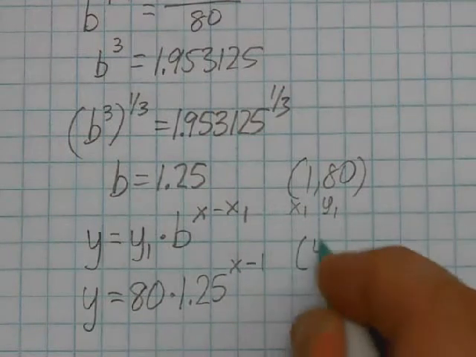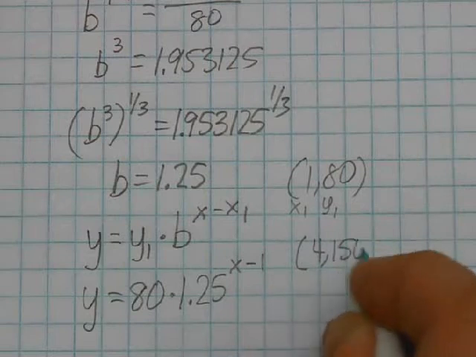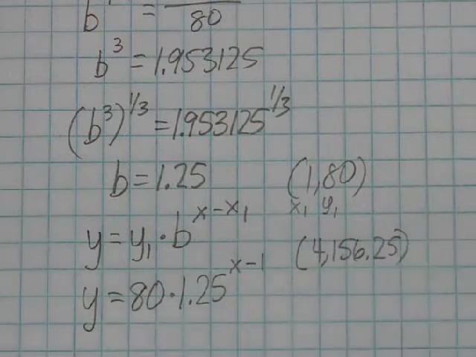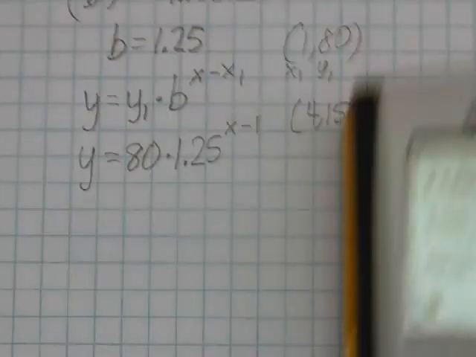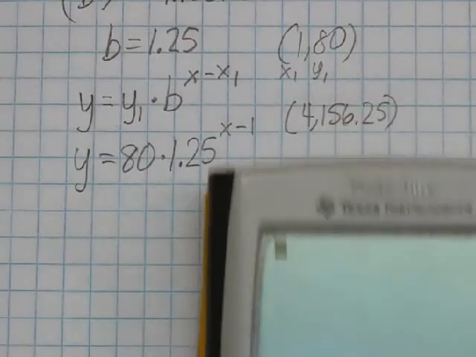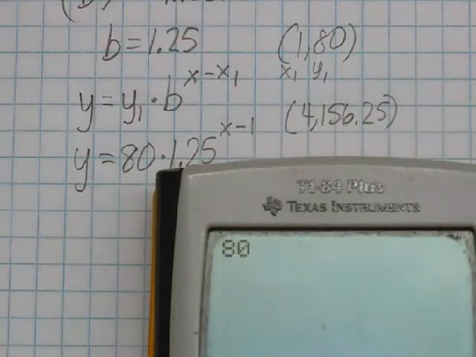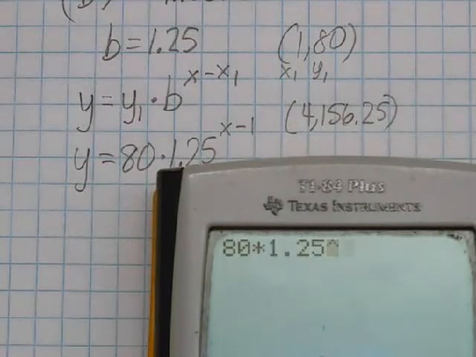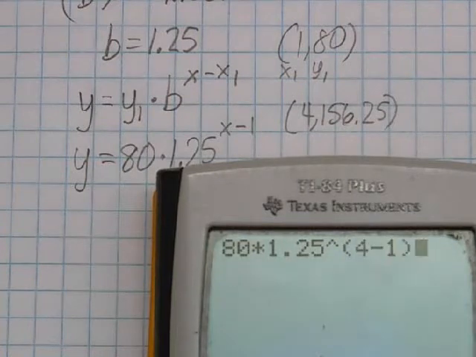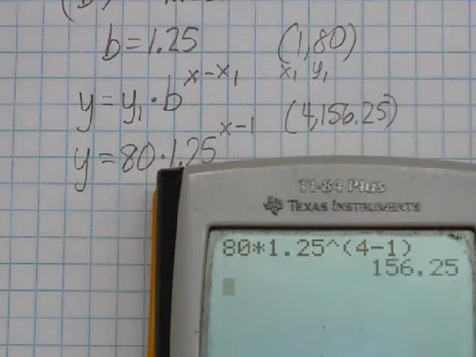Now, as a check, you may want to plug in the other point to see if it actually works. So for this problem, I'm going to type in 80 times 1.25 to the power of, in parentheses, 4 minus 1. And I'm hoping I get 156 and a quarter. And I do.